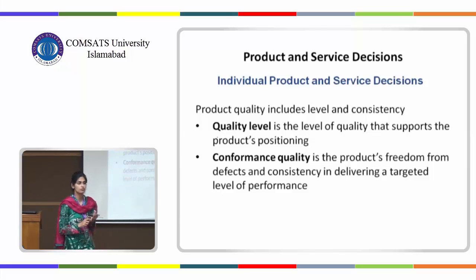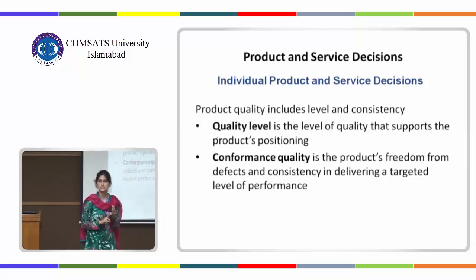And the second element of product quality is consistency. How consistent are you when it comes to delivering the value that you have promised? So the first time I bought the product, it performed the way it was positioned. So it met the quality level. The second time, however, I bought the product, it did not match the quality level. That means the product was not consistent, right? So there are two elements to product quality: the quality level and the consistency with which the product quality level is delivered to the end customer.